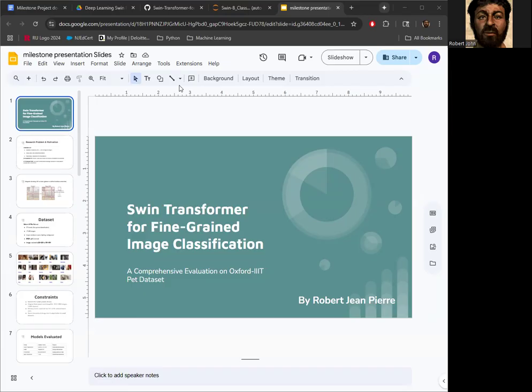Today we are going to explore the Swin Transformer, a modern vision architectural design for image classification, specifically fine-grained tasks where subtle details matter, like distinguishing between different cat and dog breeds in our Oxford-IIIT Pet dataset. Unlike traditional vision transformers, Swin uses a hierarchical structure and shifted windows to efficiently capture both local and global patterns, making it well suited for small datasets without losing accuracy.